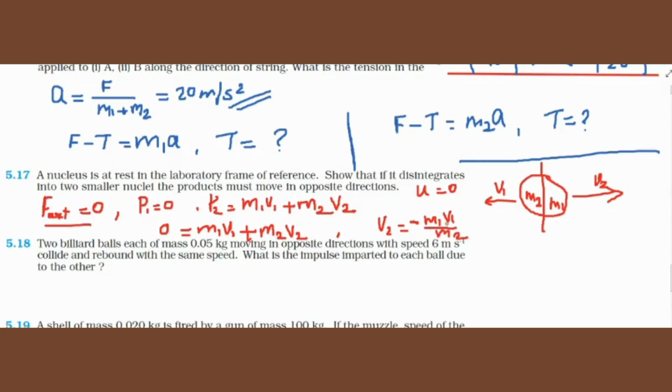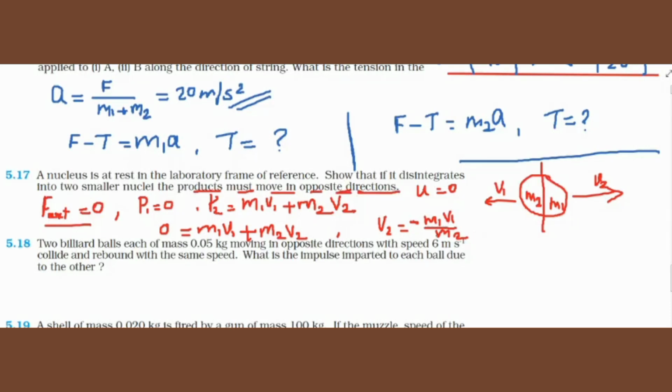Now, mass is a scalar quantity, you know. And so, what is the meaning of this negative sign? This negative sign indicates that V1 and V2 are in the opposite directions. Therefore, we can conclude the fragments, the products must move in opposite direction to conserve momentum.